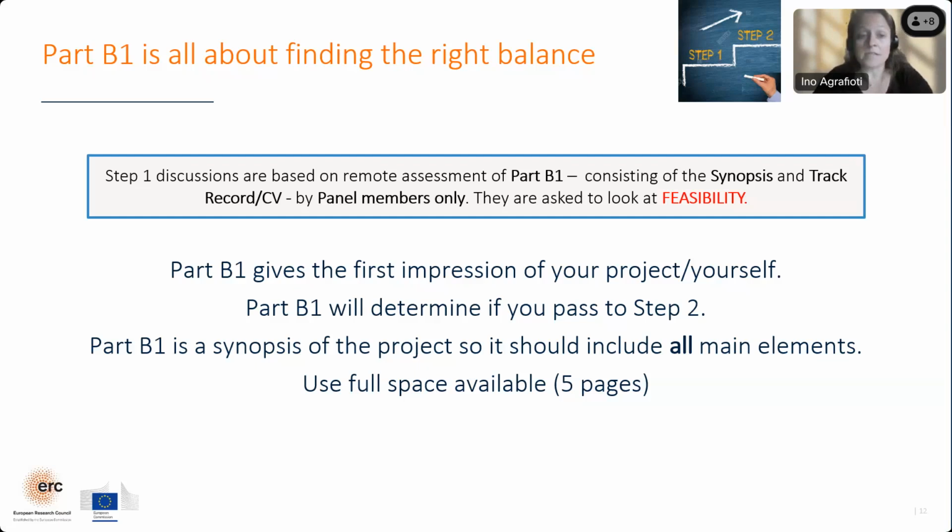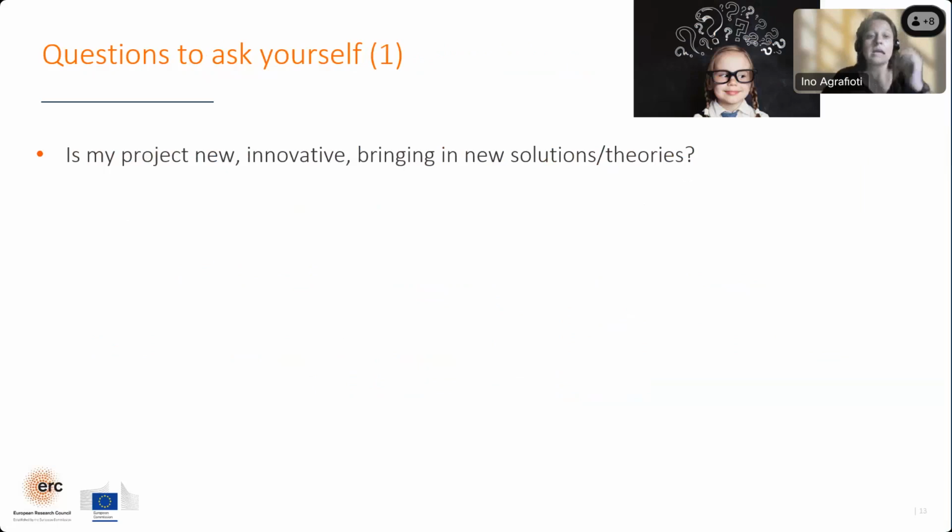But what we would like to emphasize is that the synopsis part is really a synopsis of the project. So it should include all the main elements. It should include your aims. It should include something to do with your risk assessment. It should include some information about what kind of collaborations or people you're going to hire. And please make sure that you use the full space available. What I see very often is people from widening countries or associated countries don't use the full space. If you're not excited enough to write 5 pages about your project, why should the panel be excited to bring you to the interview?